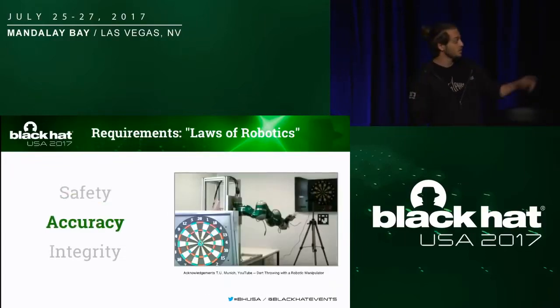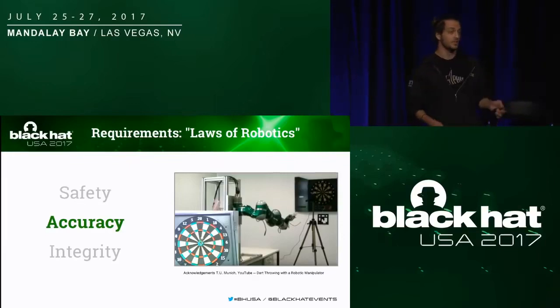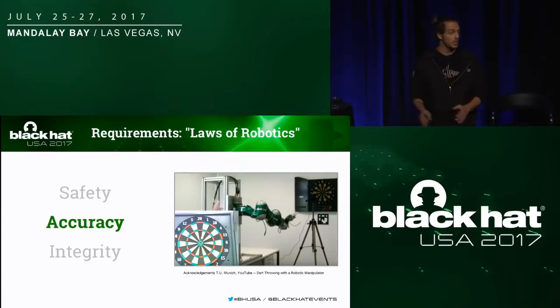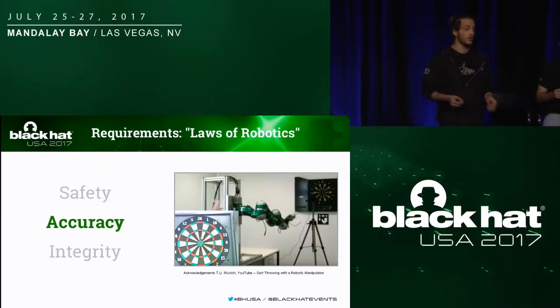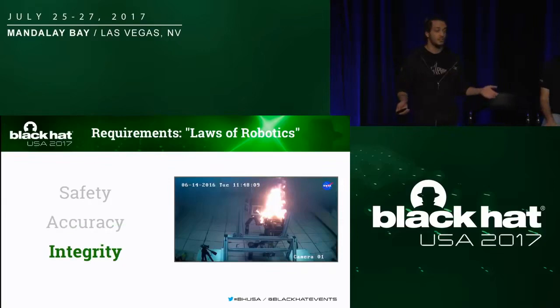You can see on the image there's a robot that has been programmed to throw a dart right in the center of a dartboard. To do so, this robot must not only locate the dartboard, so have some input from the physical world, and it must do this accurately, but it must also throw the dart correctly. So we have a twofold requirement of input and output accuracy. The third and last requirement is integrity.